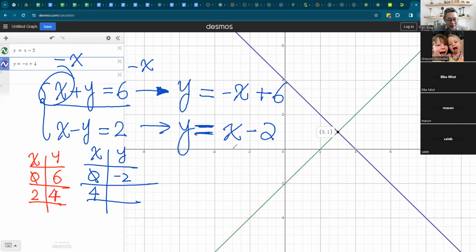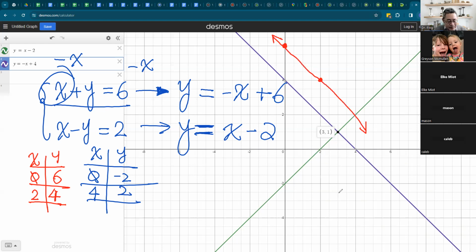So when x is 4, 4 minus 2 is 2. Now we have those 2 points. Of course we draw the red. 0, 6 will be here, the red, and 2, 4 will be here. So we draw a line like that.